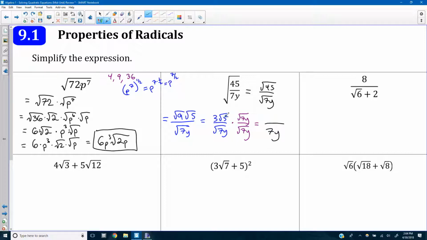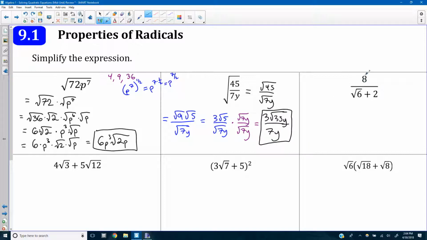And on top, the root 5 gets to multiply by root 7y to get root 35y. Now, 3 divided by 7 cannot reduce. This 35 is inside a square root, so it is not actually a 35. It cannot reduce with that 7. Same with this y. It's inside a square root. It cannot reduce with that y. And 35 does not have any perfect square factors. So this is the simplified version of that problem. That is your final answer.